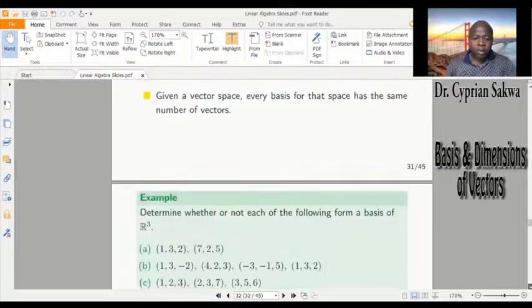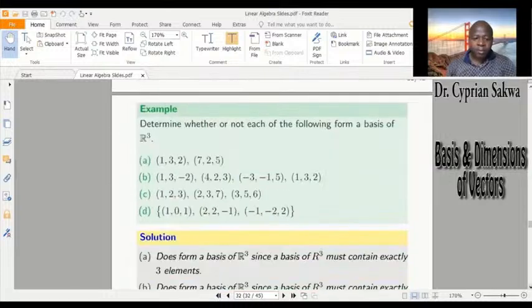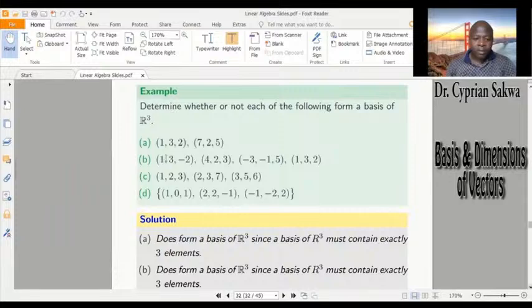Let's look at this example. Determine whether or not each of the following form a basis of R3. So I want to see whether this A, this B, this C, and this D will form a basis of R3.